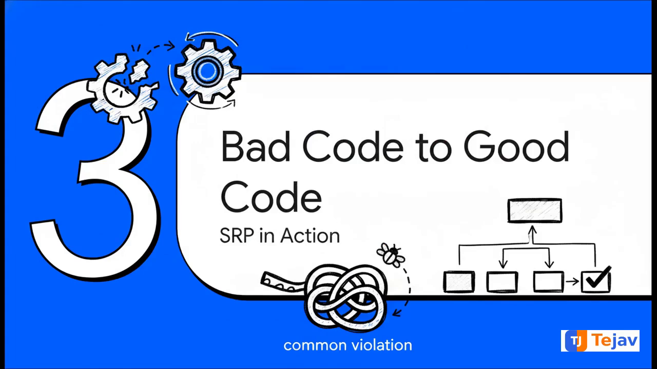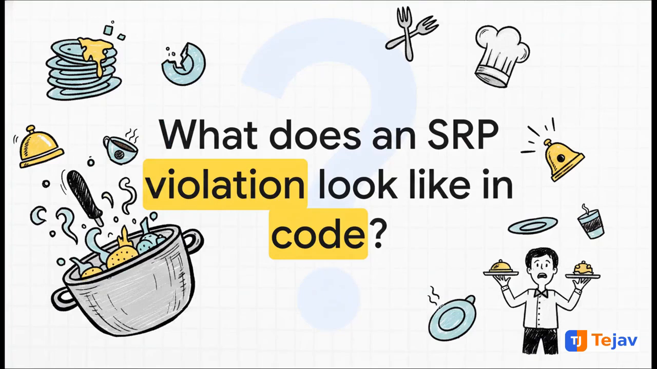Okay, analogy time is over. Let's see what this actually looks like in code. We're going to look at a super common way this rule gets broken, and then we'll walk through how to clean it up. So, how does that restaurant chaos actually show up in your code editor? That is a great question. And it usually appears in the form of something developers have a special name for, a God class.